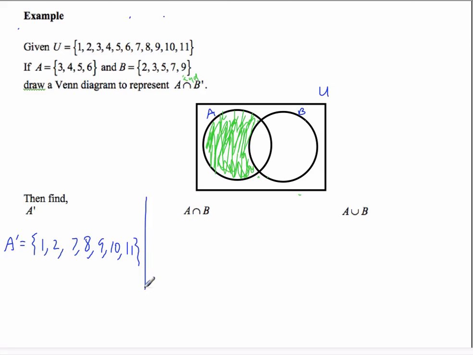A intersect B. So we have 3 and 5 are in both of those, so you can even put it in the diagram. 3 and 5 are in the intersection here. And the last one, A union B. So that's things that are in A or B. So you just need to list all the elements in there. So we have 2, 3, 4, 5, 6, 7, 9. Okay, so that's that.